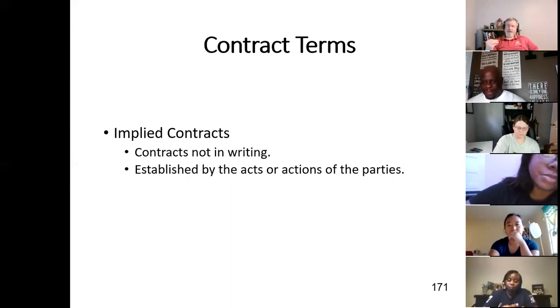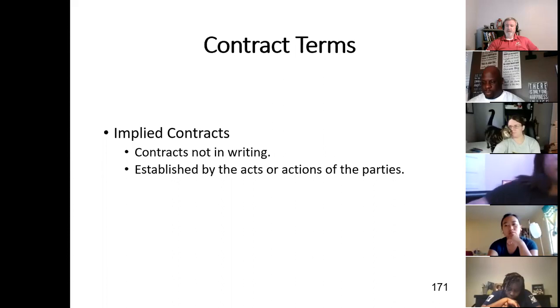But y'all, because of the acts of the parties, he'd cut it, I'd pay him. He'd cut it, I'd pay him. Y'all, there's no reason for him not to think if he cut it today, I should pay him today. That's an implied contract. Y'all, that's where it's been established by the acts of the parties. That's what an implied contract is. Okay.